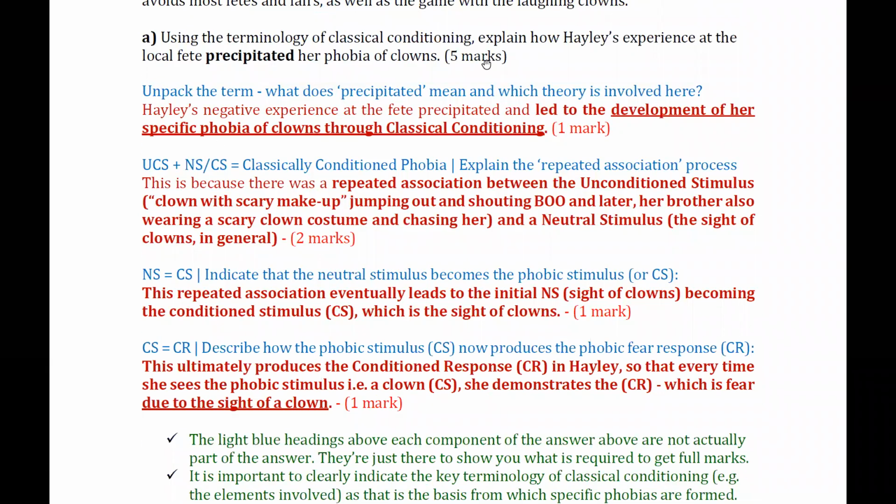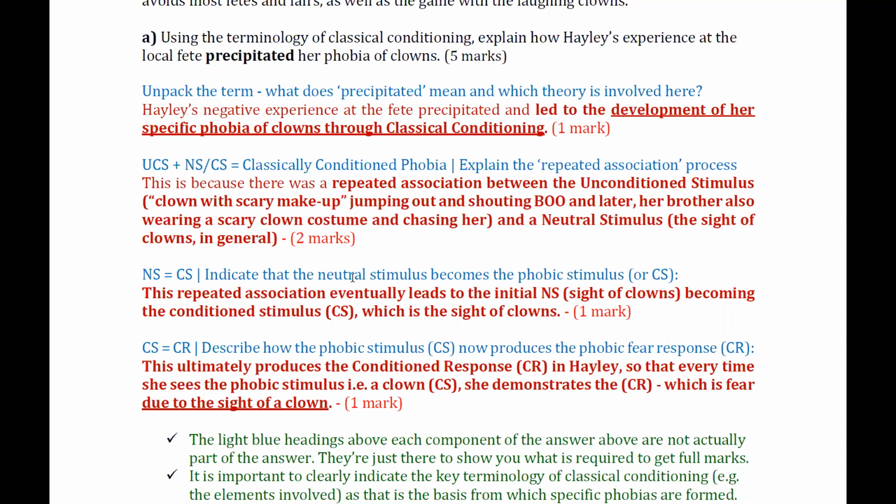Okay, so the first thing you have to do, or the first mark, comes from you mentioning that precipitated means develop. So somewhere at the beginning of your answer, maybe your first sentence, you want to write something like, Hayley's negative experience at the fete precipitated, which means it led to her development of her specific phobia of clowns through classical conditioning. That's already mentioned in the question here. But it's always good whenever you mention development of the specific phobia, mention which theory of learning is involved. It's always classical conditioning. So that's the 1 mark for that first sentence there.